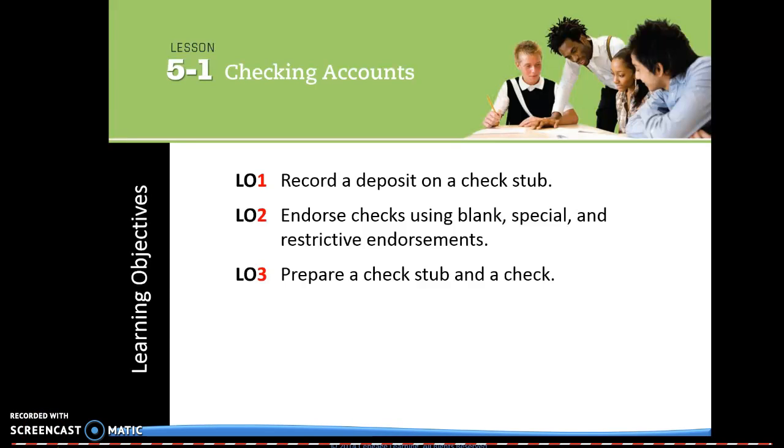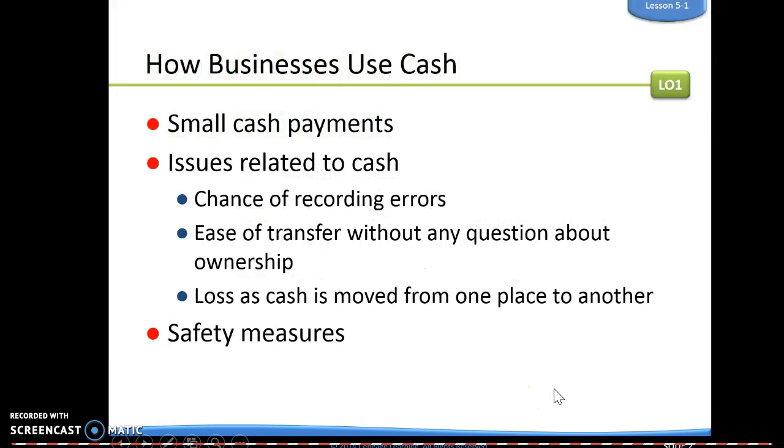You should be following along in your book. This is 5-1 checking accounts. There are 3 objectives. 1, you should be able to record a deposit on a check stub. 2, you should be able to endorse checks using blank, special, and restrictive endorsements. And then 3, you should be able to prepare a check stub and a check.